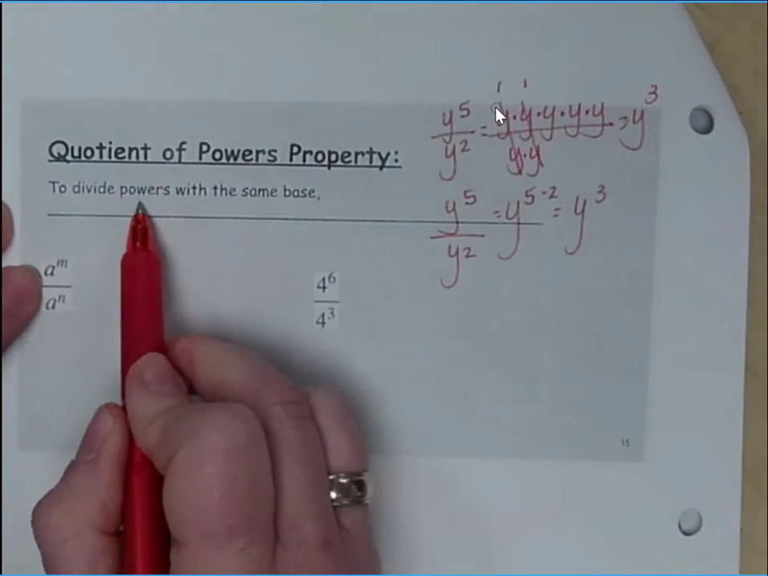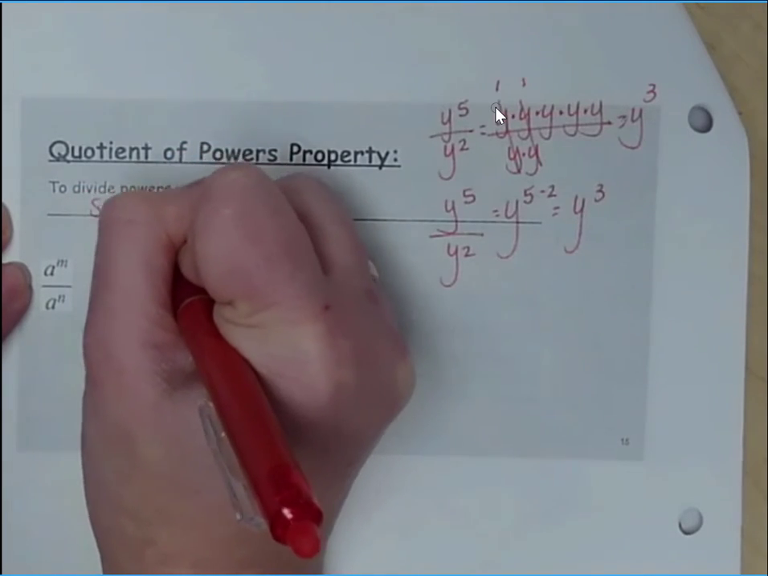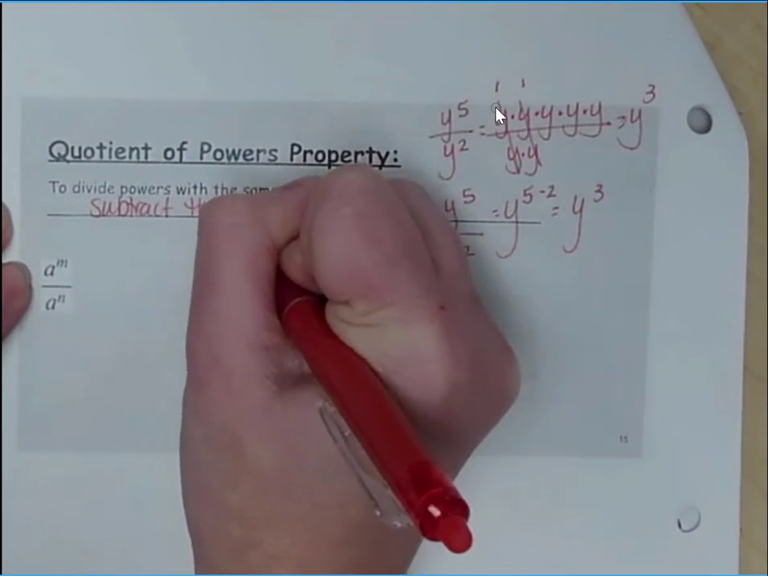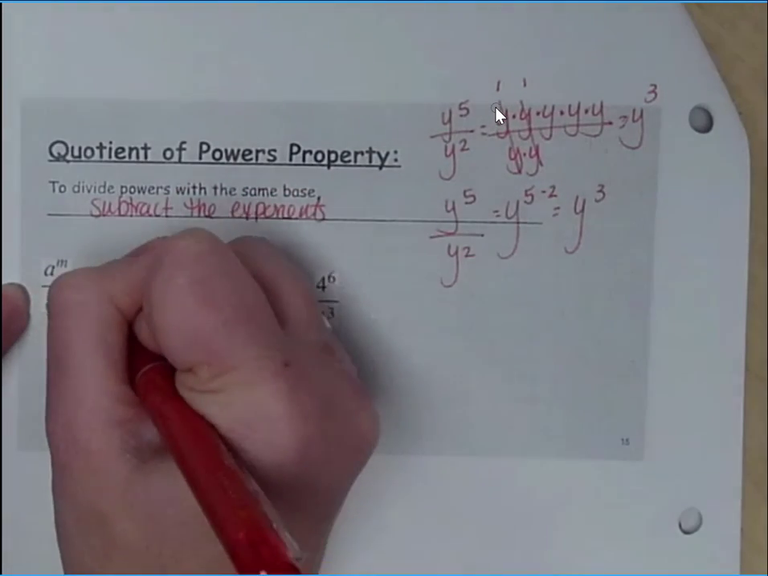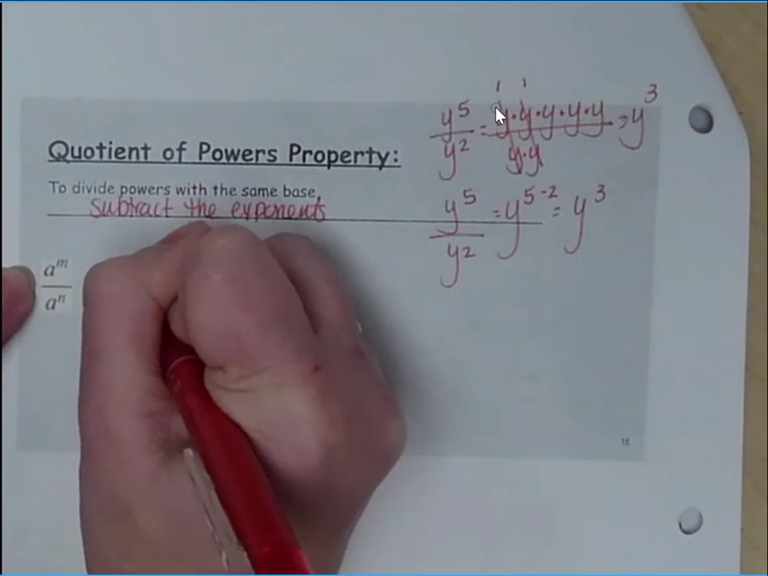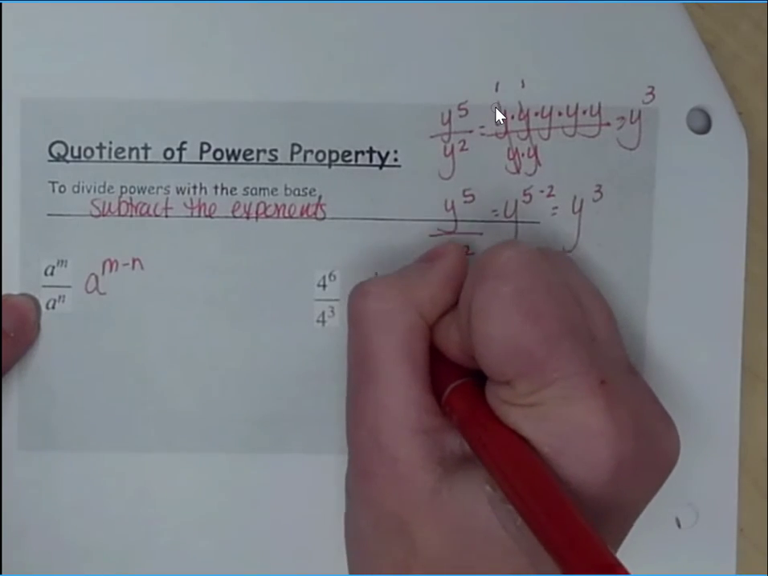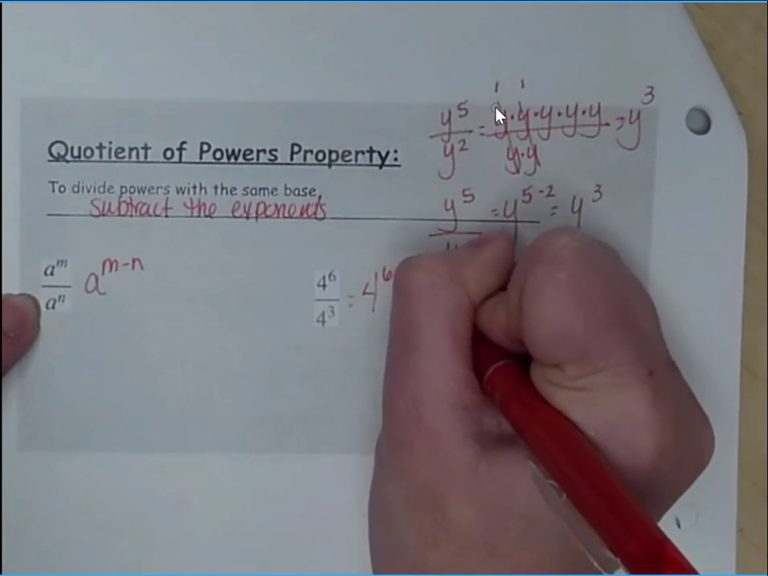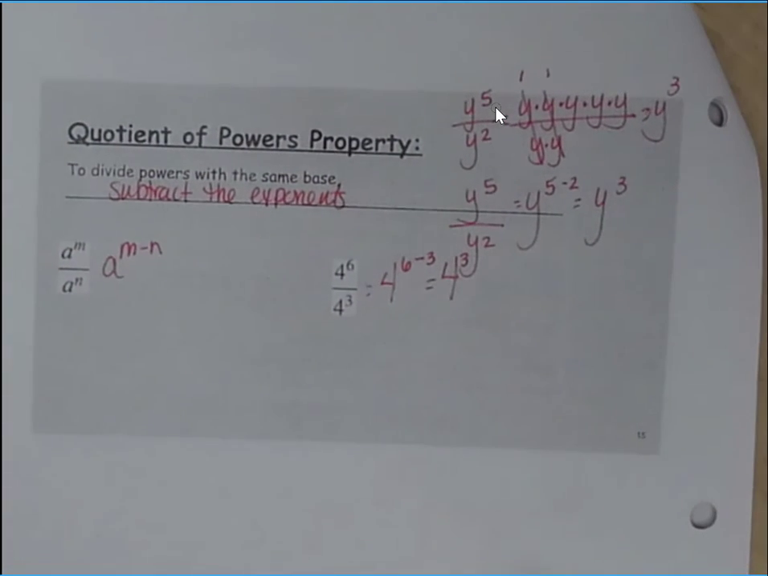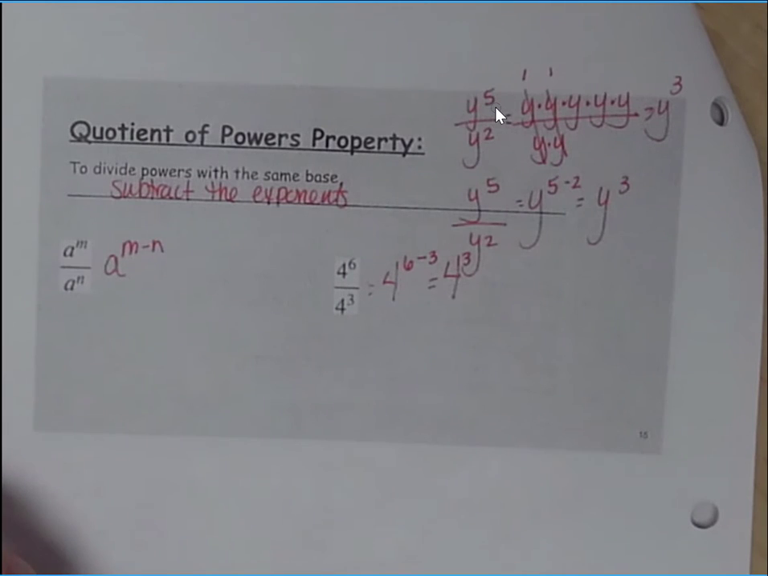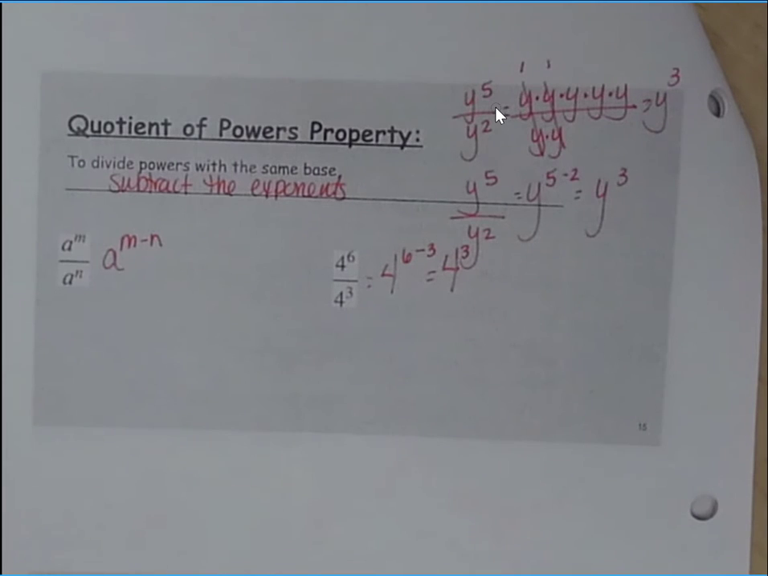So if I'm dividing powers with the same base, I'm going to subtract the exponents. So in this case, I would have a to the m minus n. So whatever these two numbers are, I'm going to subtract them. So here I'd have 4 to the 6th minus 3, which is 4 cubed. Now I can simplify that and keep going, which would give me 4 times 4 times 4, but I'm going to leave it here for right now.